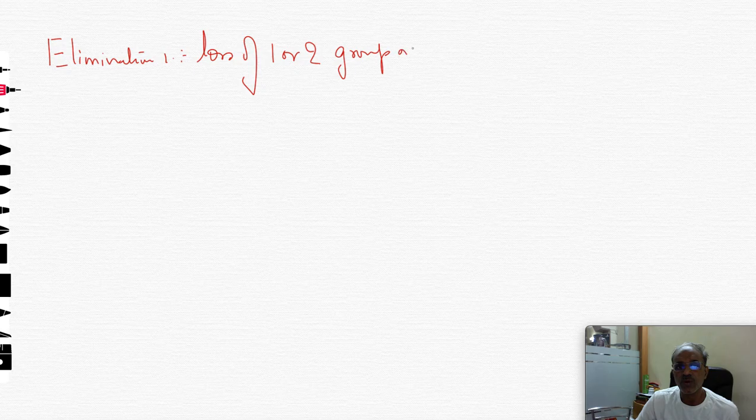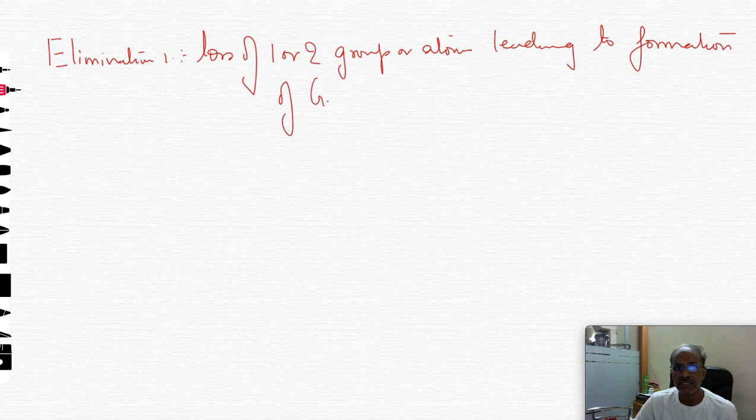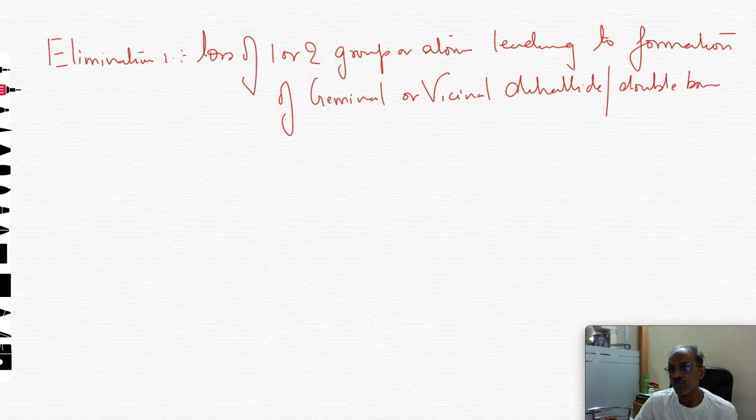So what do you mean? Loss of one or two groups or atoms leading to formation of geminal or vicinal dihalide, or a double bonded compound, or a halocarbene.